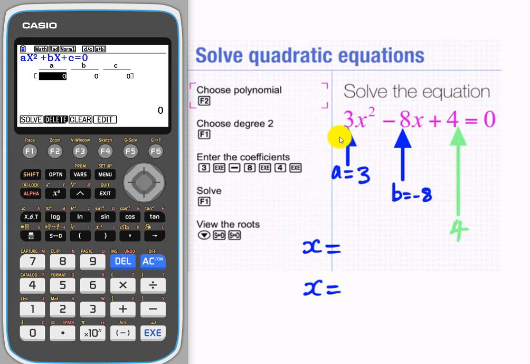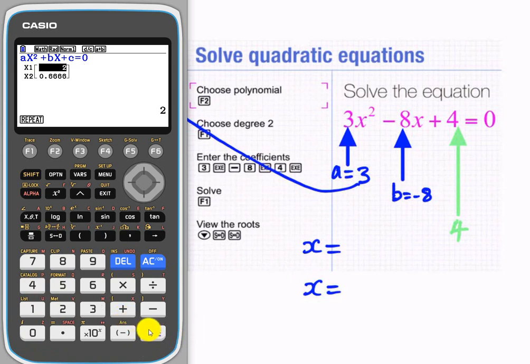Now A is the number that is in front of x squared. So for the number in front of x squared, that number is 3. So we'll put 3 in there. So the first number is 3. B is minus 8. So we'll press 3 and execute. B is minus 8 and execute. And C is 4 and execute. And if we press execute again, it gives us the two answers.